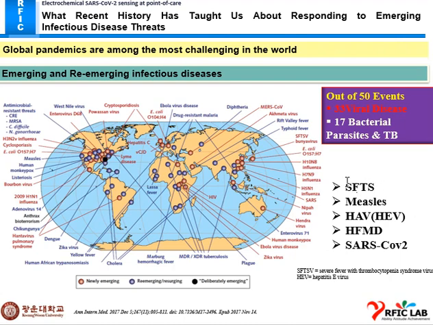The main concerns are SFTS, severe fever with thrombocytopenia syndrome virus, measles, HIV, hepatitis E virus, HFMD, and SARS-CoV-2, which emerged recently last year and created a pandemic situation.